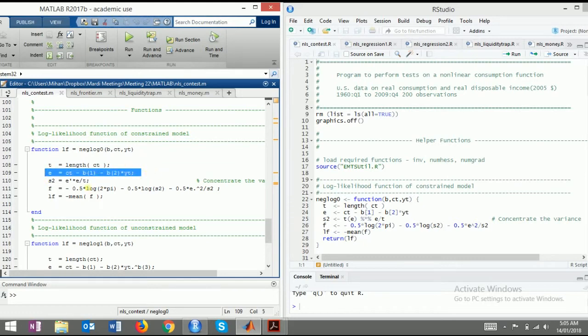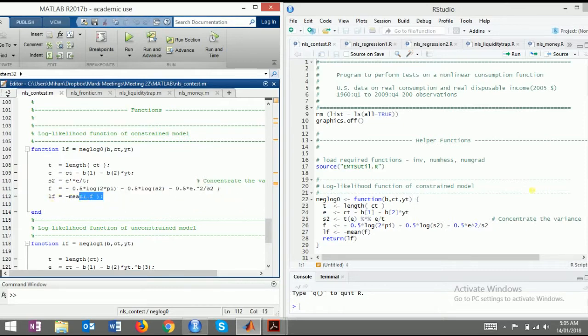This is the sigma standard deviation, which is u transpose u divided by T. So the log likelihood function is simply minus 0.5 log 2 pi minus 0.5 log sigma square minus 0.5 u transpose u divided by sigma square, or u square divided by sigma square. That is the very simplest concentrated log likelihood function, concentrating out the residual, and LF is minus f.